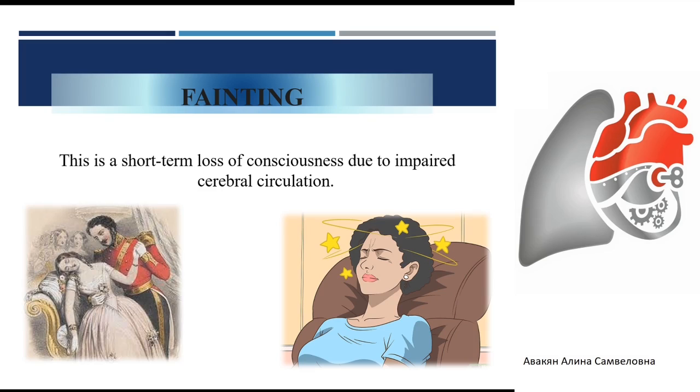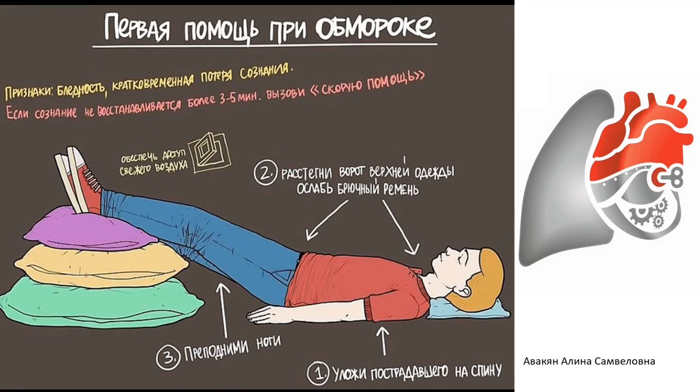Fainting. This is a short-term loss of consciousness due to impaired cerebral circulation. First aid for fainting. Signs: pallor, short-term loss of consciousness. If consciousness does not recover for more than 3 to 5 minutes, call an ambulance.